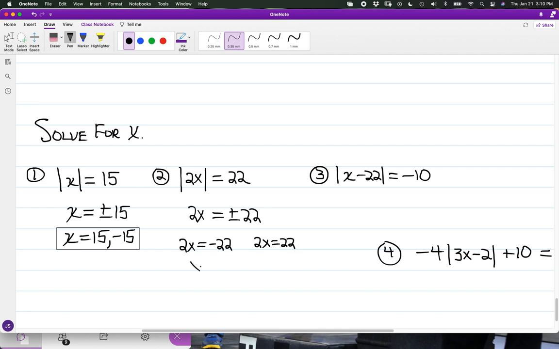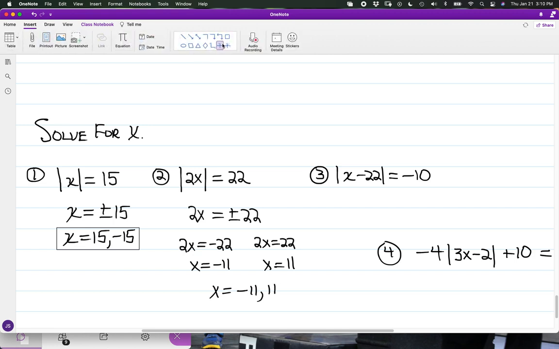So we're going to end up with additive inverse values. We have x at -11 whenever 2x is equal to -22, and for 2x equal to 22, x is equal to 11. Just going back, 2 times -11 is -22, and the absolute value of -22 is 22. And 2 times 11 is 22, and the absolute value of 22 is 22. So we have another set of additive inverse solutions with negative and positive 11.